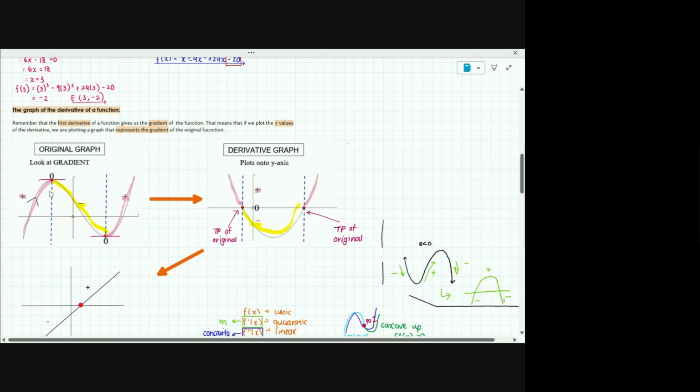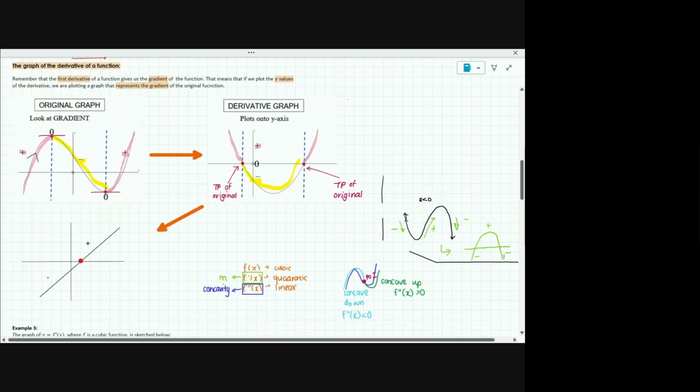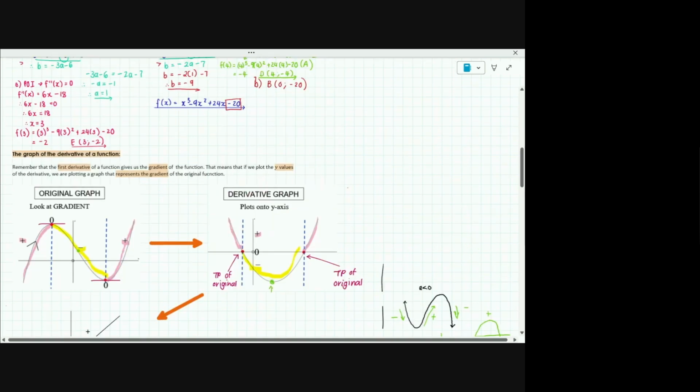So positive cubic, happy parabola, negative cubic, sad parabola. The parabola represents the gradient of our original cubic. The turning points on your derivative graph are represented by the x-intercepts. And the other little tidbit of information that is always quite useful to have is the fact that the turning point of your quadratic is the point of inflection of your cubic. So wherever this x value is, that will be the same x value for your point of inflection on your cubic graph.